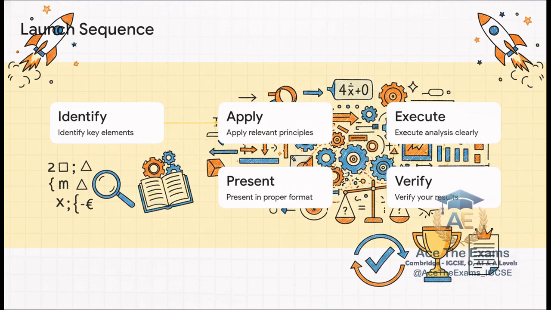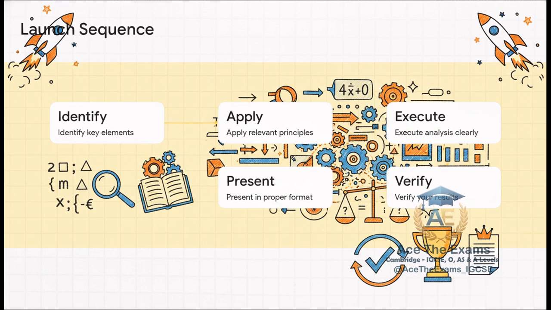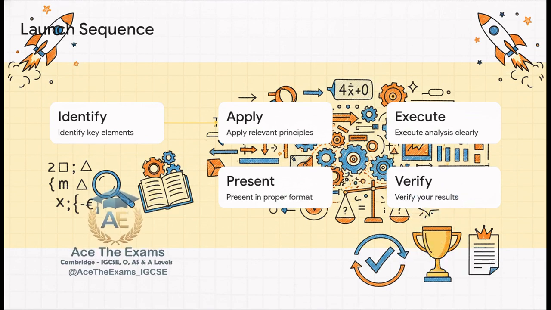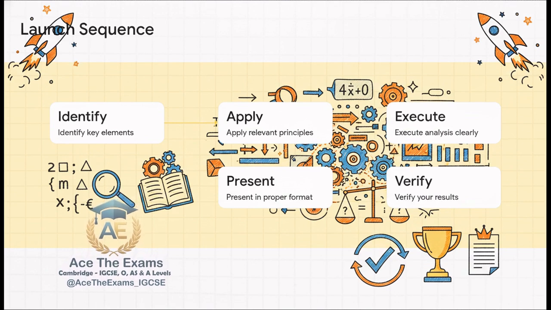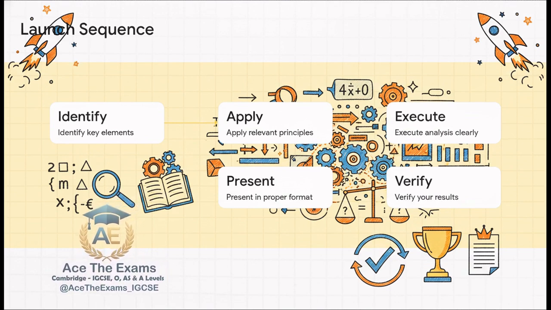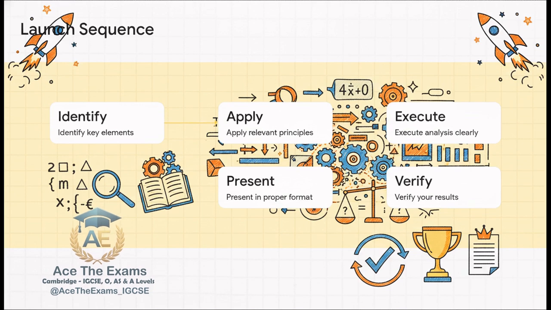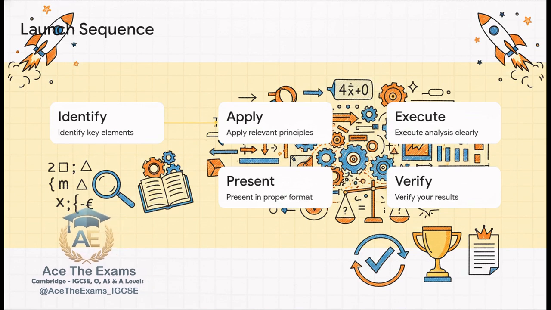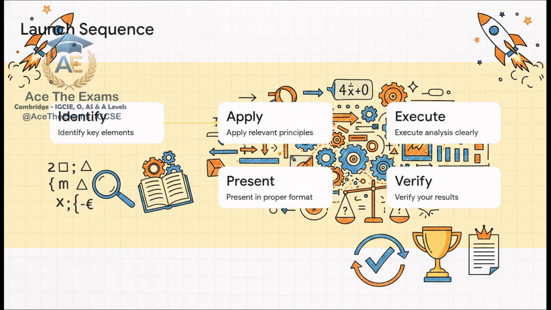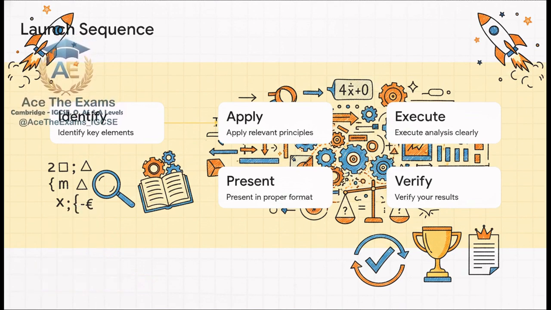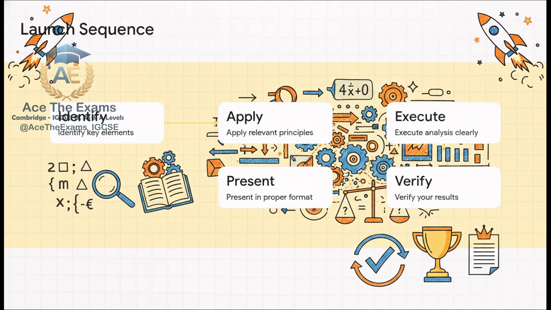Step 1, identify key elements. Are they giving you a factor or are they giving you a remainder? Read the prompt carefully. Step 2, apply relevant principles. If the prompt says it's a factor, you instantly know the mathematical principle is f of a equals 0. Step 3, execute analysis with clear working. This right here is the engine room. This is where your algebra must be absolutely flawless. Step 4, verify results. Does the value actually make sense in the context of the problem? Step 5, present an appropriate format.